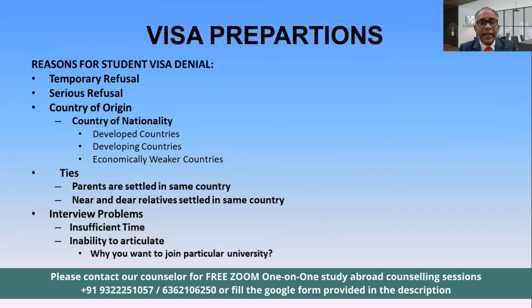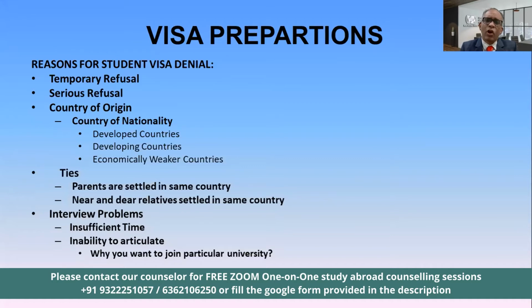Now, the next is about the country of origin. Why have I mentioned country of origin? Where you are born, where you are studying at present, and where you will be going do affect the chances. For example, if you are born in Germany, Canada, or Australia and you want to apply to the US, you will probably have a high visa success rate. But if you are born in Asian countries, or any developing or economically weaker countries, then your visa rejections are high.